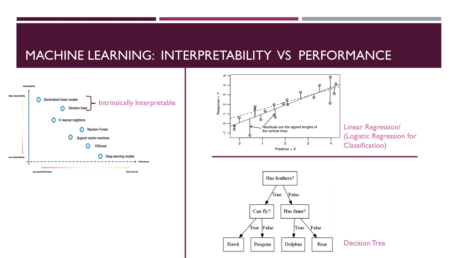So as you saw in the previous slide, there are models that are easily understandable by human beings by nature, and we don't have to do anything else, we don't have to create another mathematical model to understand the machine learning model. These models are called intrinsically interpretable models, and the two most common and popular intrinsically interpretable models are linear regression, or logistic regression for classification, and the decision tree.